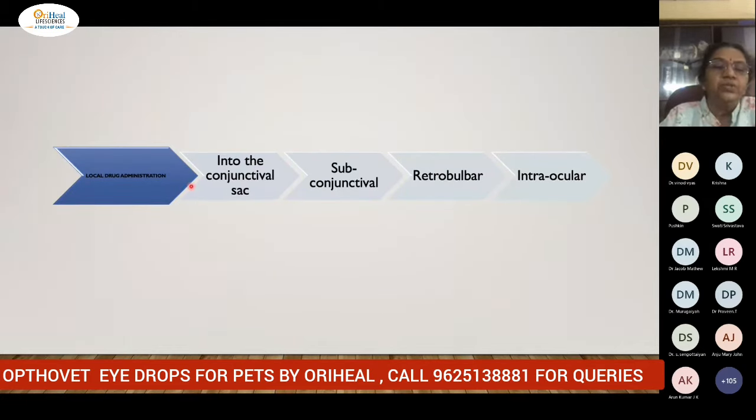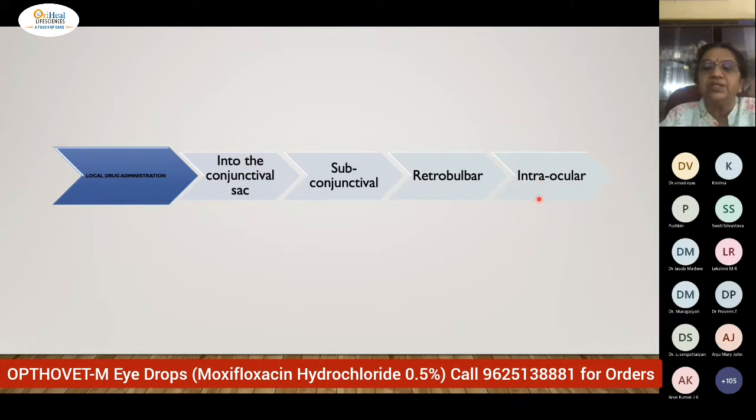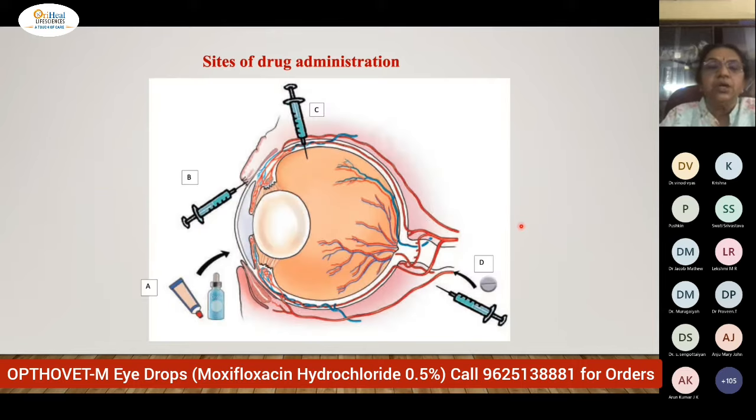And when you use drugs in the eye, first you will be putting it in the conjunctival sac. This is topical medication, or you can also go for subconjunctival injections. You can also go for retrobulbar and intraocular. This is rarely practiced, but you can use intraocular also, especially surgeons can use. So these are the various sites of drug administration.